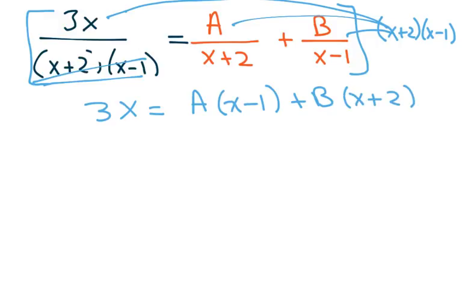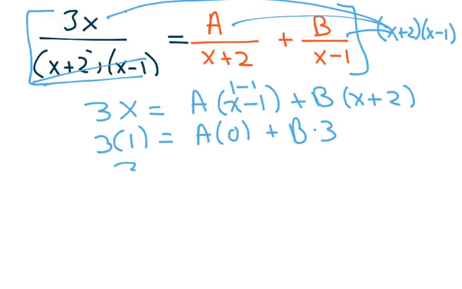Now what I'm going to pick, I'm going to let x be 1, because that will zero out my a here. If I let x be 1, what happens here? I get a 0 here, and then I can solve for b. So everywhere there's an x, I'm going to put 1. It's going to be a times 0 plus b times 3. So we get 3 equals 3b. So clearly b equals 1.